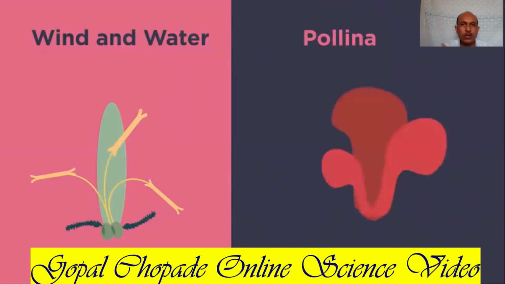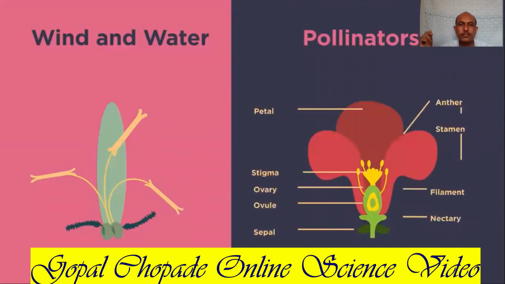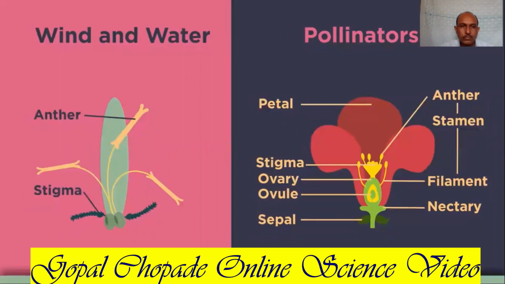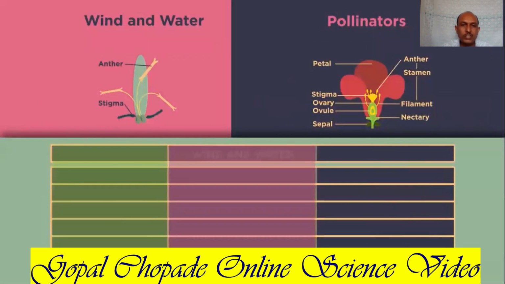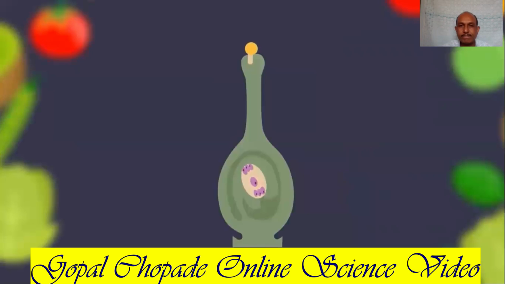So who will carry it? Wind or water or pollinators like insects. See, there are different structures. See the stamens, how they enter. There are certain differences also. See, for wind and water pollinators, the stamens are generally outside the flower, while otherwise they are within the petals.